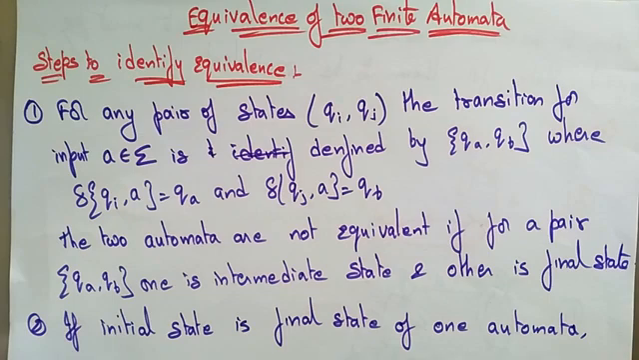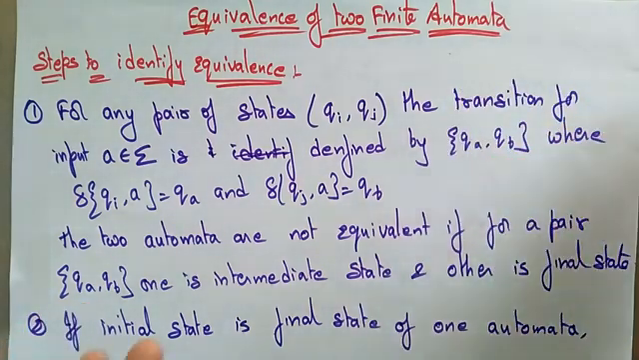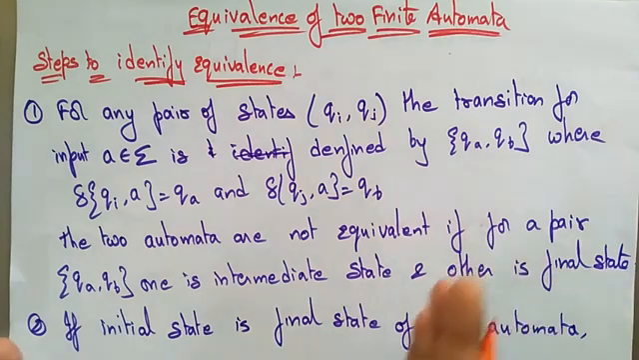So in the previous video I explained how to convert NFA to DFA. If there is a non-deterministic finite automaton, we can convert it into a deterministic finite automaton. Now in this video I want to explain the equivalence of two finite automata. If you take any two finite automata, whether deterministic or non-deterministic, we need to check whether those two finite automata are equivalent or not.